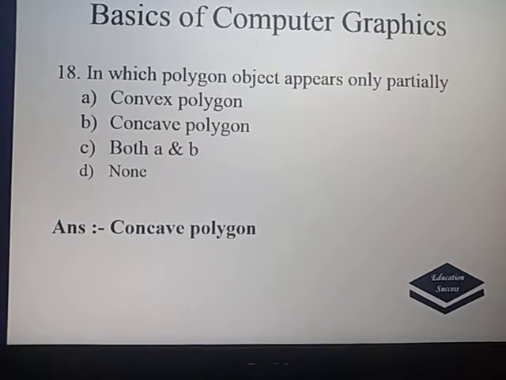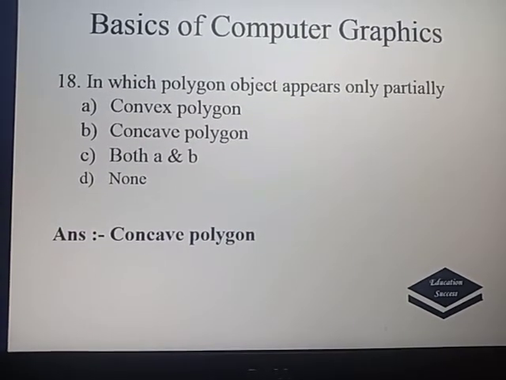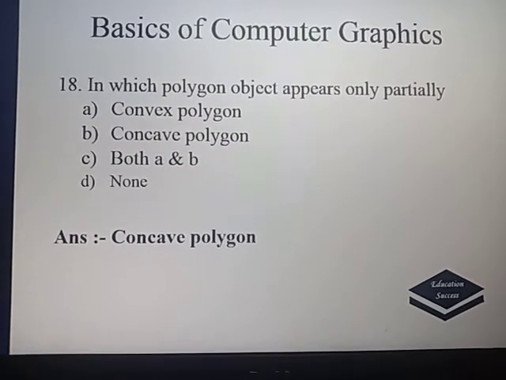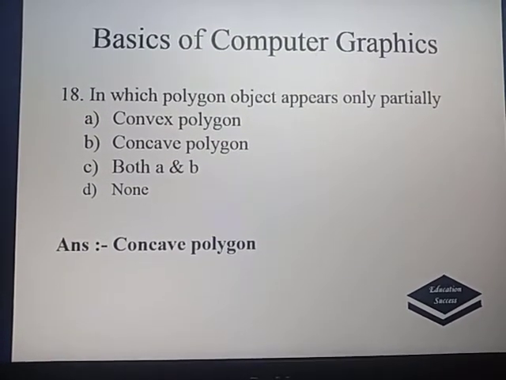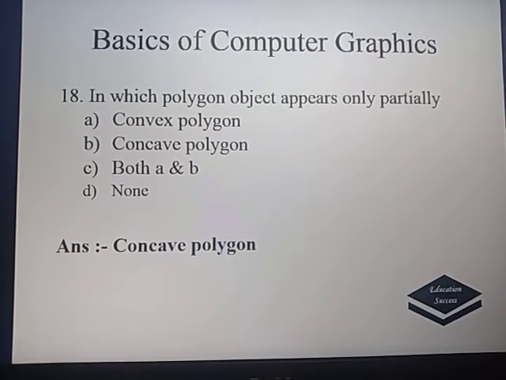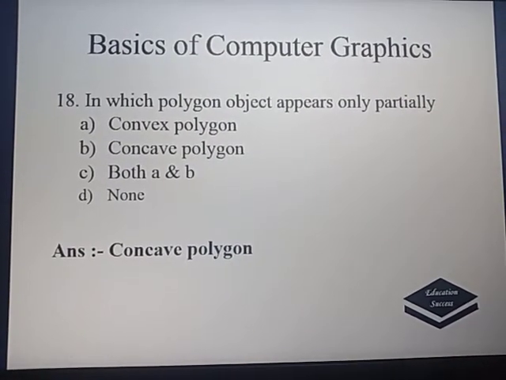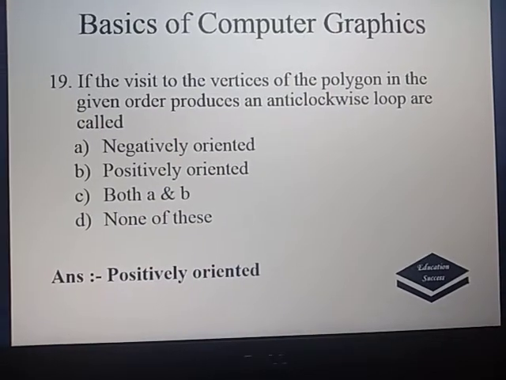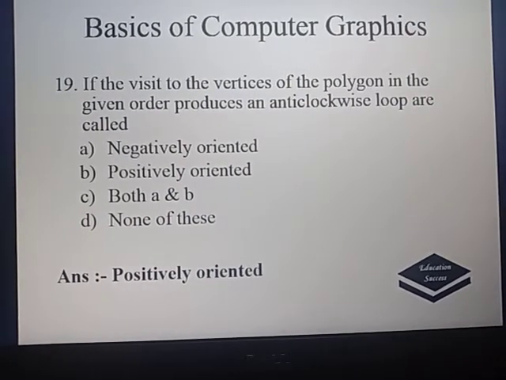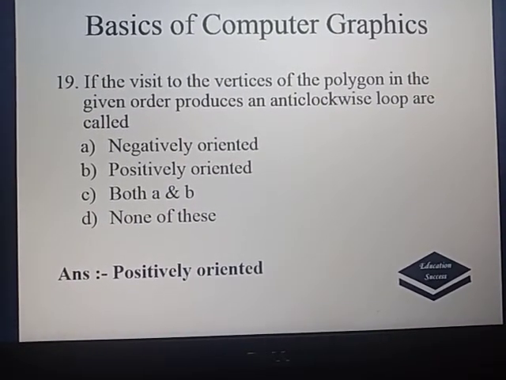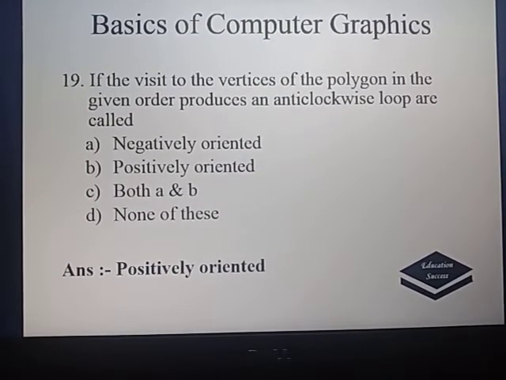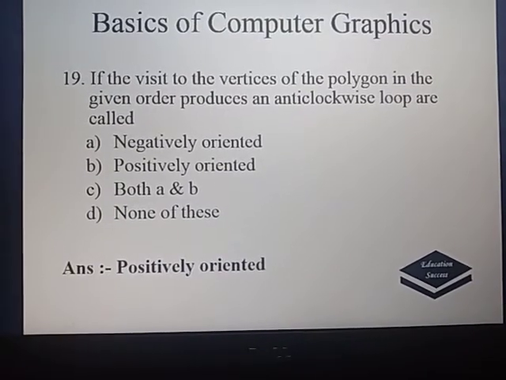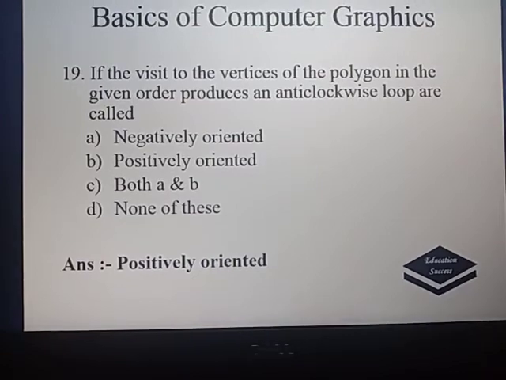In which polygon does the object appear only partially? Convex polygon, concave polygon, both A and B, none. Correct answer is concave polygon. If visiting the vertices of the polygon in order produces an anticlockwise loop, it is called: negatively oriented, positively oriented, both A and B, none of these. The correct answer is positively oriented.